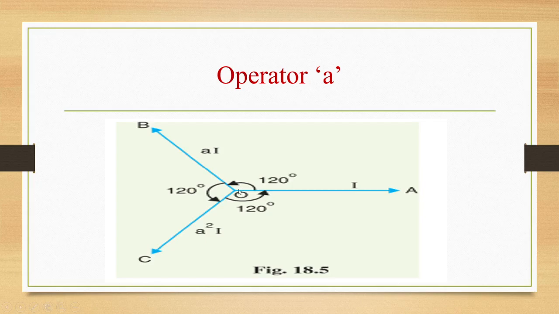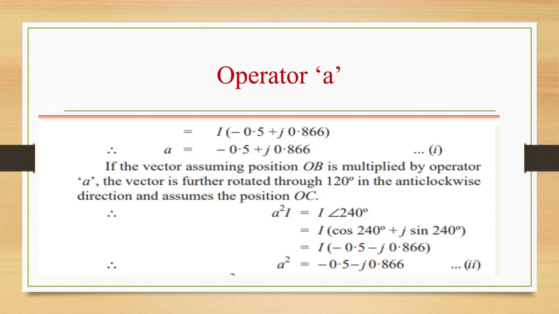So what we are telling here is that just as operator J rotates a vector through 90 degrees in anti-clockwise direction, operator A is one which when multiplied to a vector rotates the vector through 120 degrees in the anti-clockwise direction. If the vector OA is multiplied by operator A, it is rotated through 120 degrees anti-clockwise and assumes the position OB.